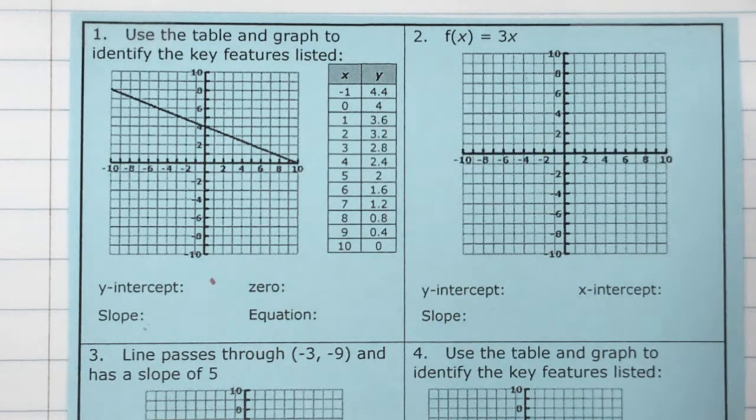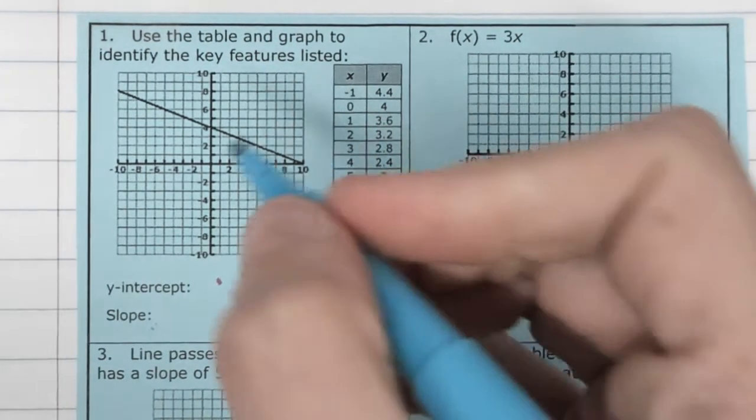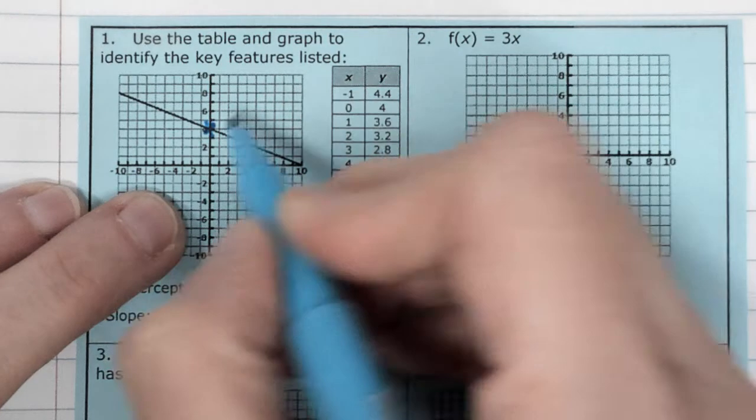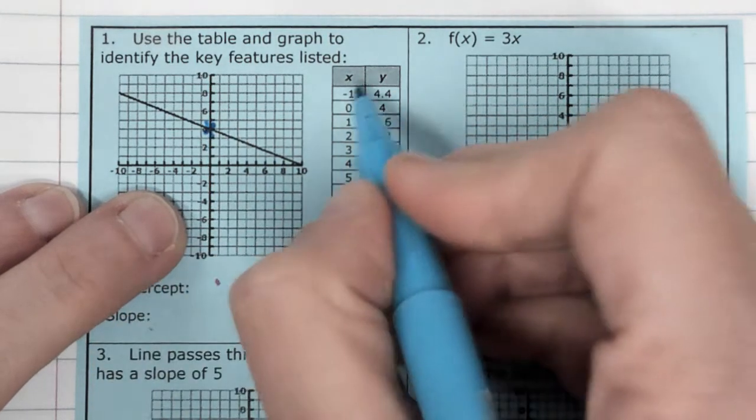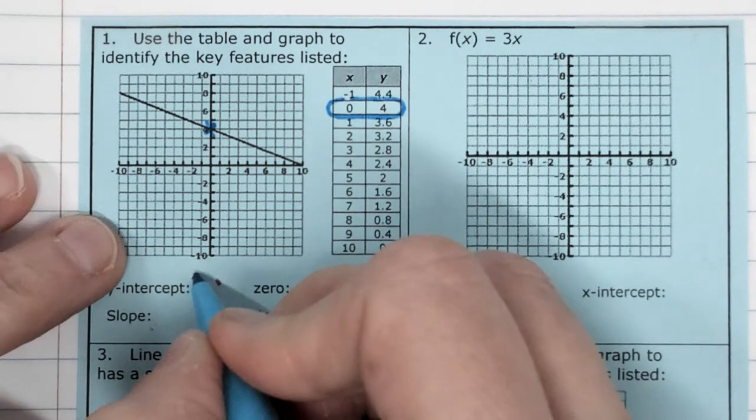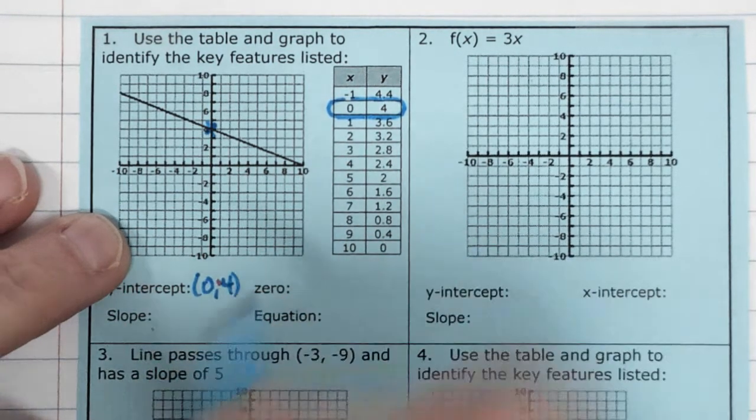Okay, the first thing, I don't know why, but the first thing I always find is my y-intercept. Remember, my y-intercept is where it crosses the line, and it's the ordered pair that begins with 0. So my y-intercept is (0, 4).